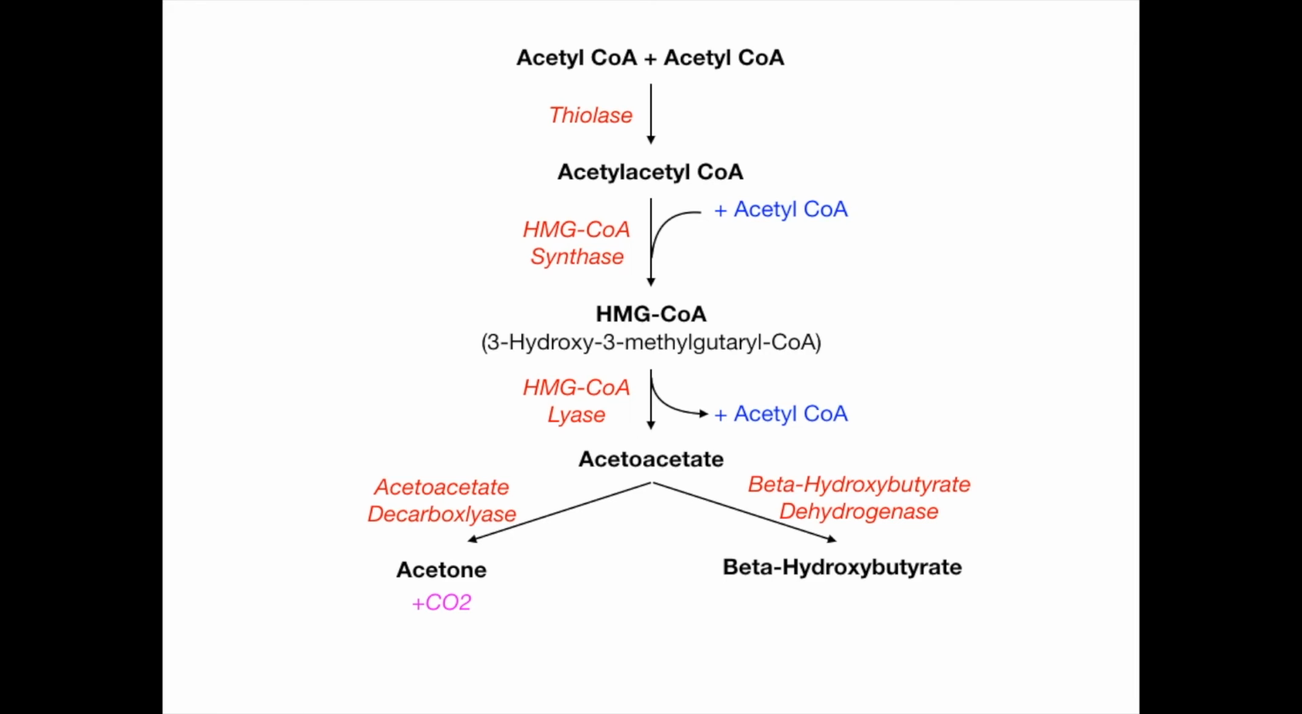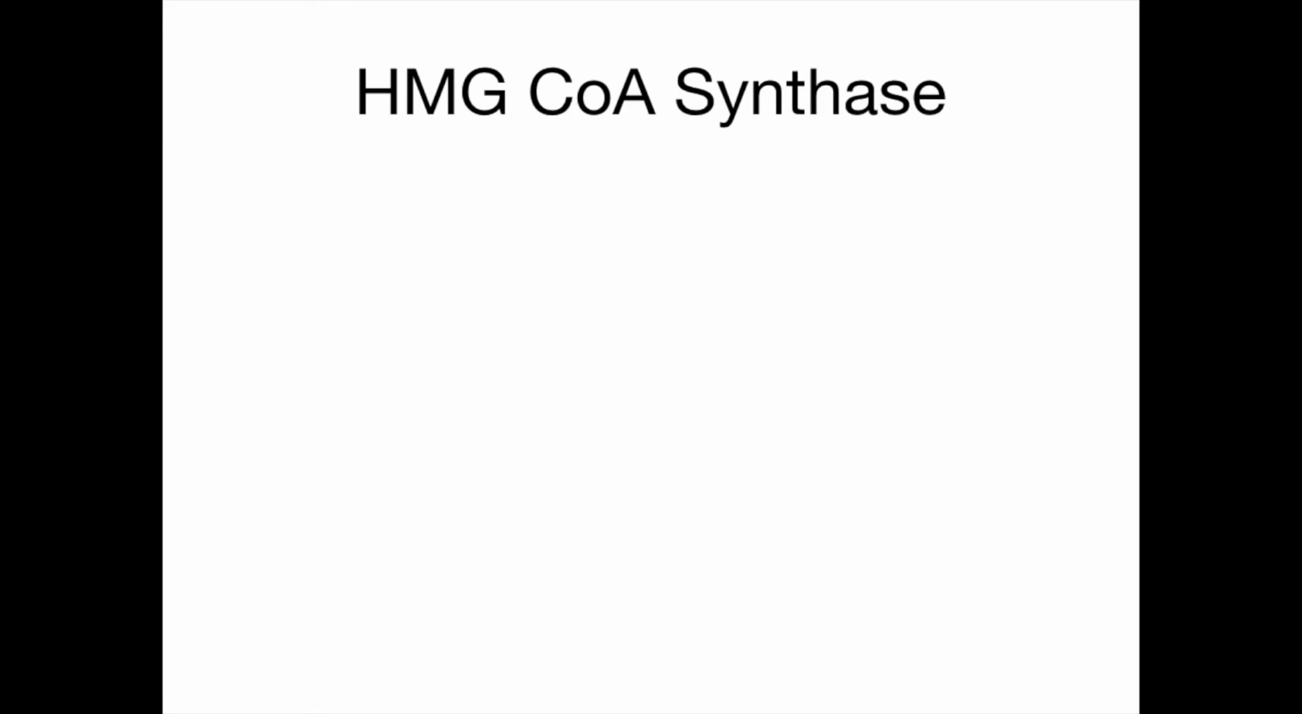First, like every biochemical pathway, you need to memorize the rate-limiting enzyme. So in ketone body synthesis, the rate-limiting enzyme is HMG-CoA synthase, shown here in bolded red letters. So again, that's the enzyme that converts acetoacetyl-CoA into HMG-CoA. So the rate-limiting enzyme is HMG-CoA synthase. So how do you remember this?